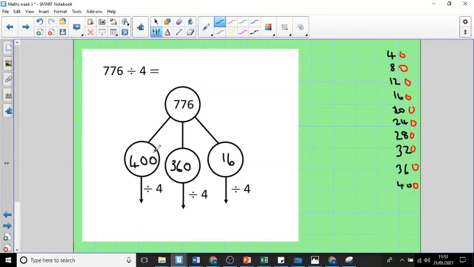So if I go back here, so 400 divided by 4, then I know if 4 divided by 4 is 1, and this is 100 times bigger, this will be 100. 36 then is 9 4s. So 36 divided by 4 will be 9, so 360 divided by 4 will be 90. And then 16, well, that's just in the 4 times table, and it's 4 times 4. So 16 divided by 4 is 4. And then all I need to do is add these 3 things together. So 100, 90 and 4 gives me 194.